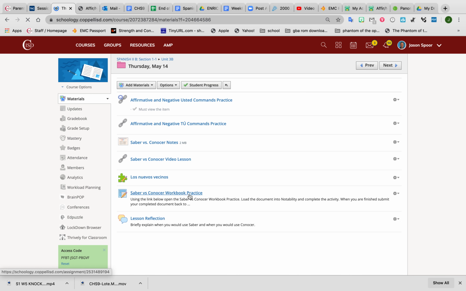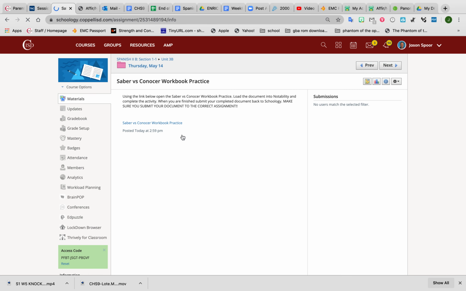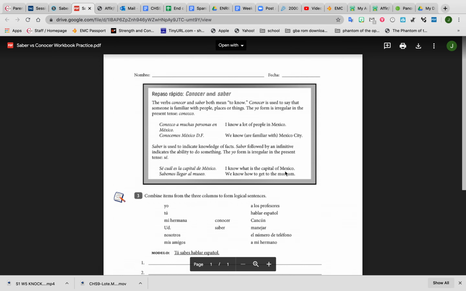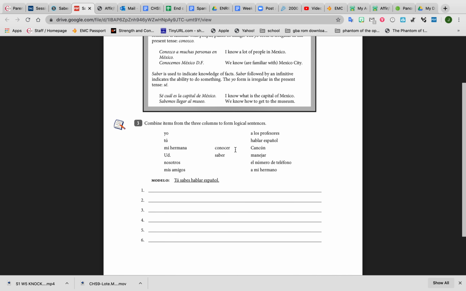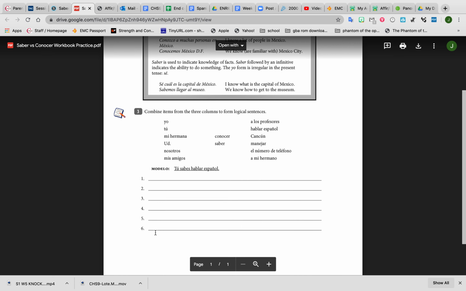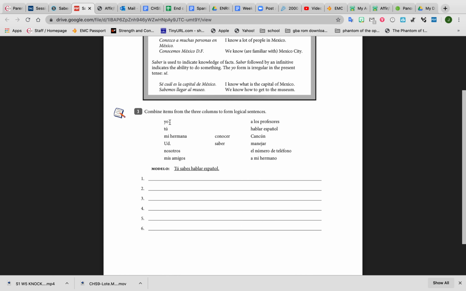And then you have this workbook practice. Pretty simple. Use the link to open up the practice, put it in Notability, write complete sentences when you do this. Okay, so you have some notes here to refresh, review what you know about it, and then you're going to take the elements. You're going to create 6 sentences. In all 6 sentences, you need to use a different subject. You have 6 subjects, use them, and then you have 2 different verbs. And then you have the remainder of your sentence, there's 6 different things.